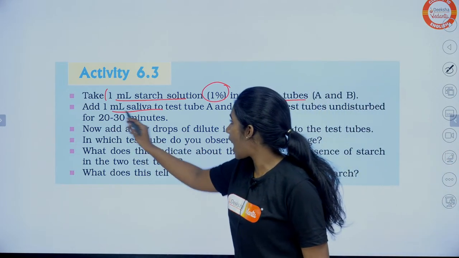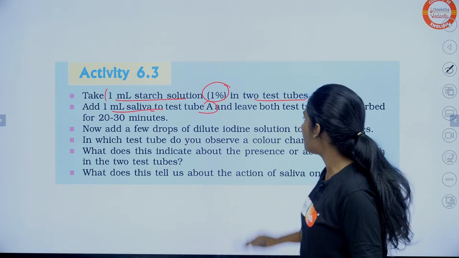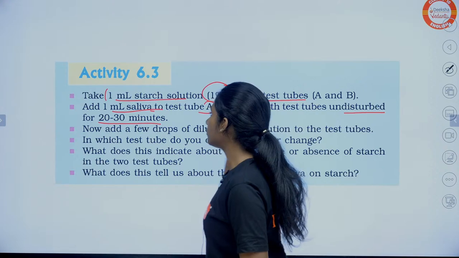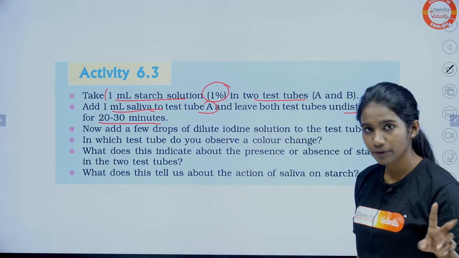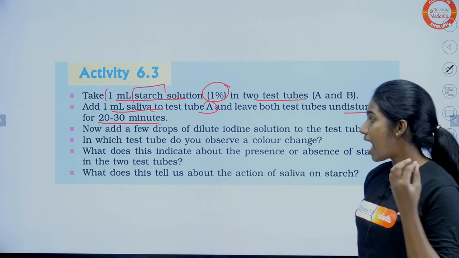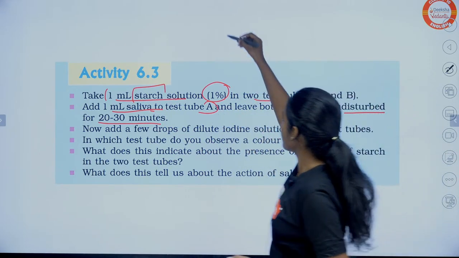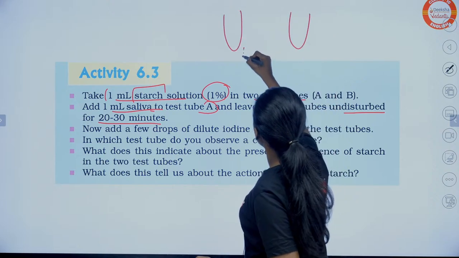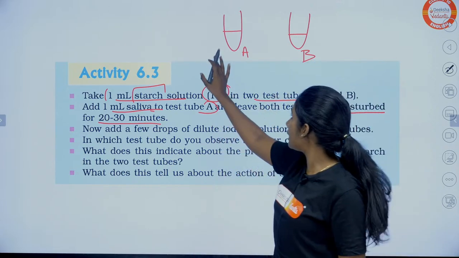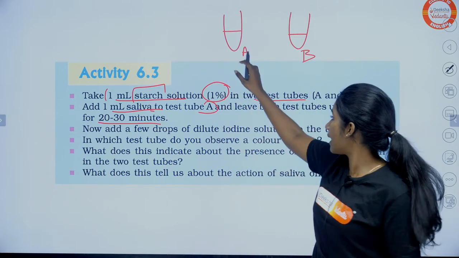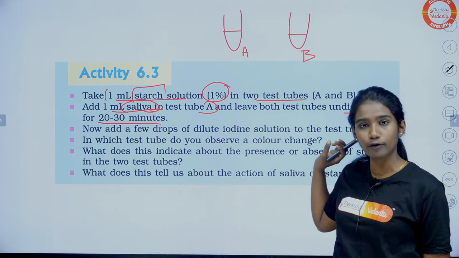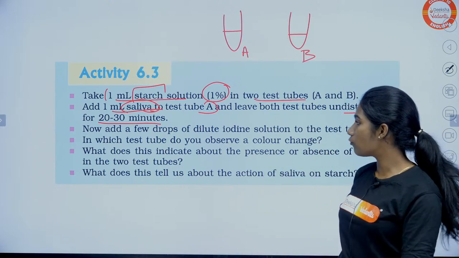And then add 1 ml of saliva to test tube A and leave both test tubes undisturbed for 20 to 30 minutes. So you are taking 2 test tubes. In both test tubes you are adding starch, and then in one test tube, that is test tube A. Let's say this is test tube A and this is test tube B. Here there is starch solution in both, and only in test tube A we are adding 1 ml of saliva, and we are just leaving it for 20 to 30 minutes. And then what will we notice?